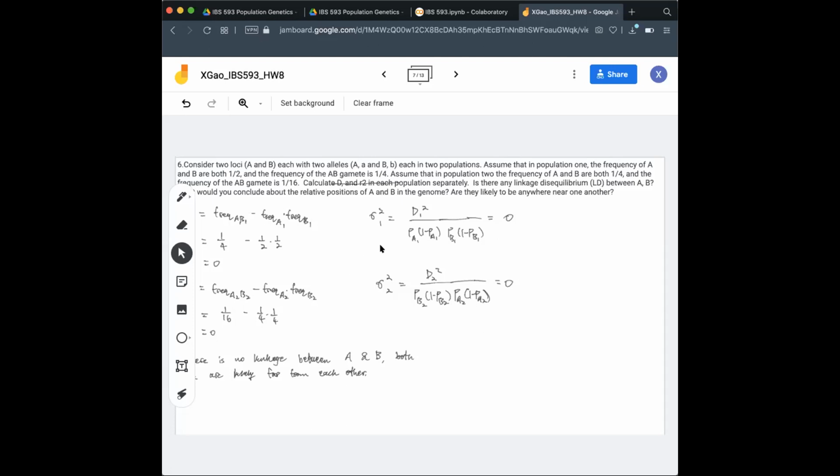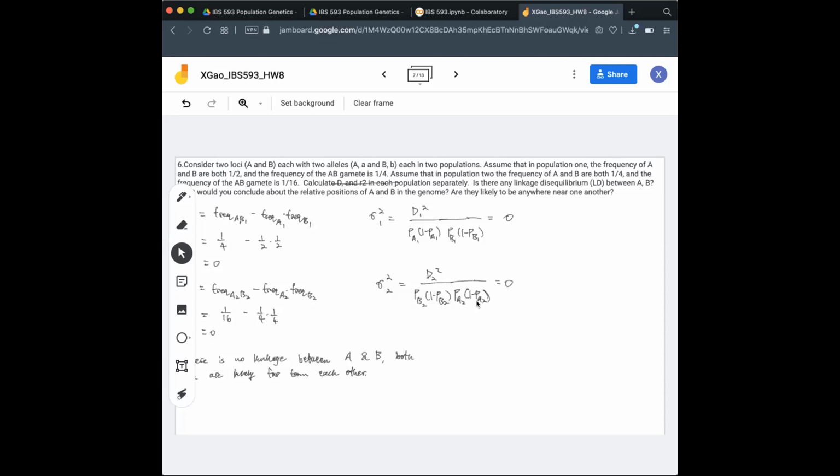And then we can compute R squared, but since R squared is proportional to D squared over basically the variance of the A allele times the variance of the B allele, we get 0 for R squared in the first population and similarly for R squared in the second population. So it doesn't seem like there's any linkage between the two loci. It's perfect. There is no linkage disequilibrium within either population.